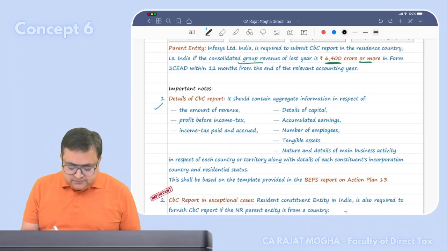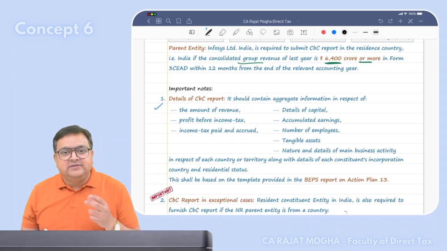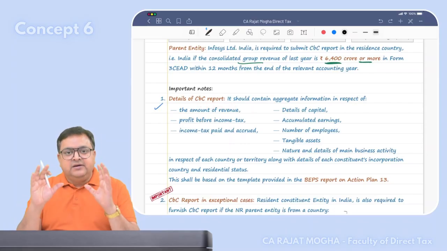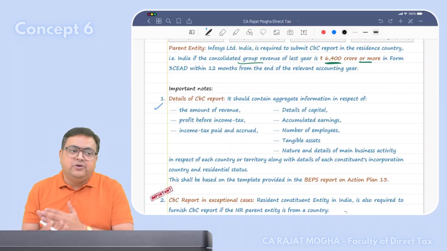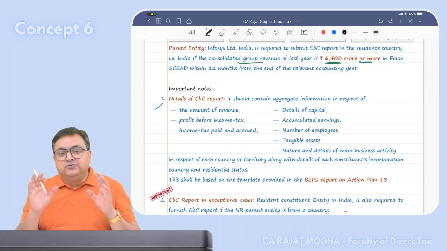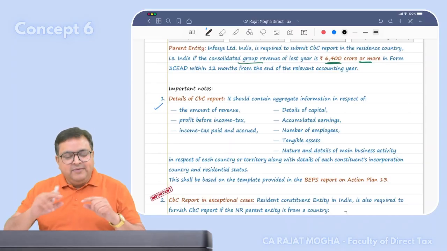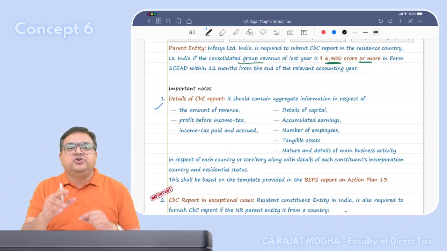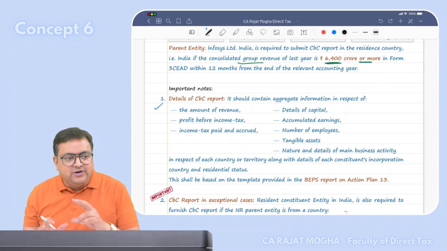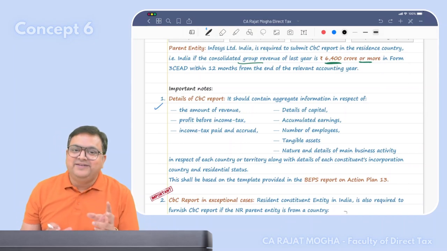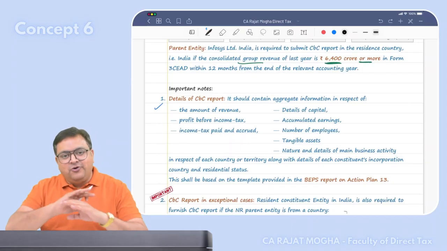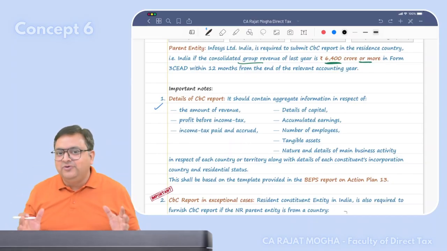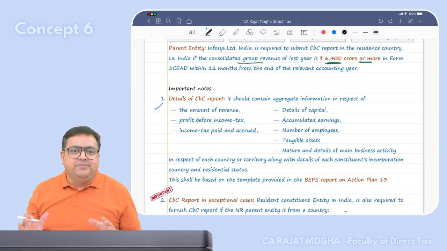So details of CBCR. What details are required? We need details of your revenue, how many employees there are, what the capital employed is, your tangible assets, your intangible assets. We need detail of everything. Why? Because today all the countries should have the same information. So you cannot manipulate the transactions in one country and show something else in another country. OECD has done such a good thing that today everyone is on the same page.